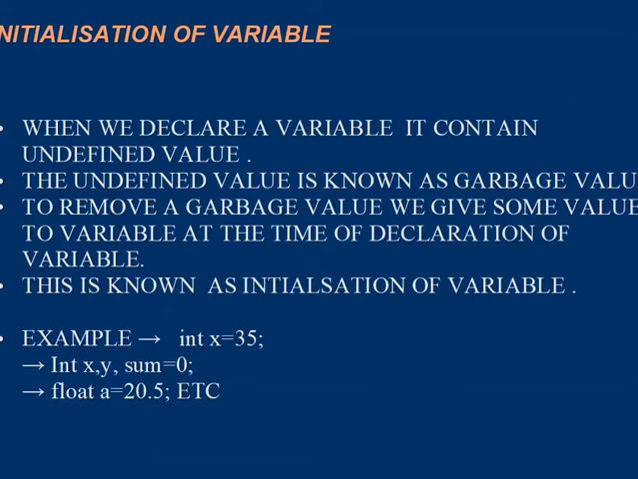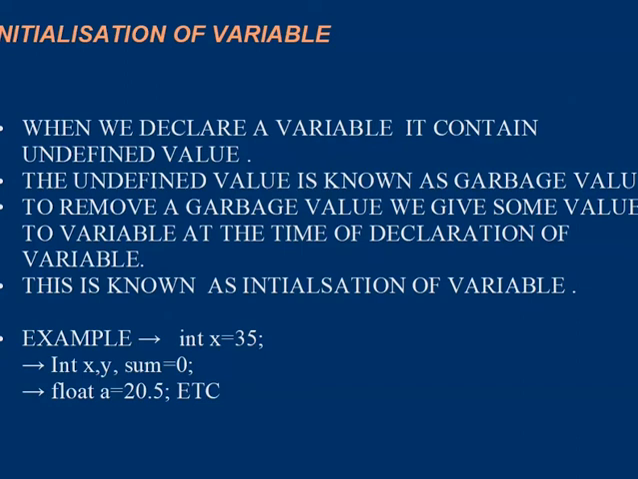Whenever you declare a variable in a program, it contains some undefined value. This undefined value is known as a garbage value. To remove this garbage value, you initialize the variable, meaning you give a value to the variable while programming, and this is known as initialization of the variable. Let's see an example: int x = 35. Here you have declared a variable x of int type, and you have initialized the value 35 to x, meaning x will contain the value 35.